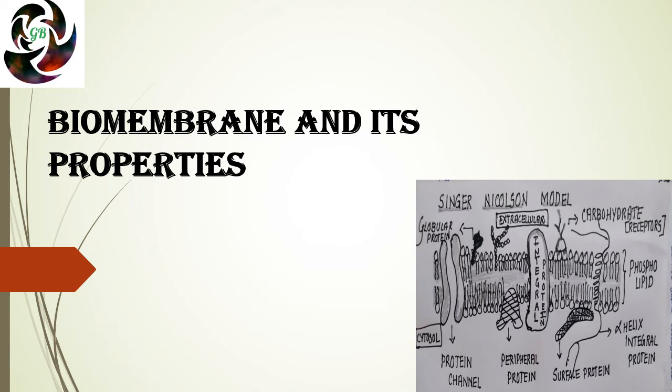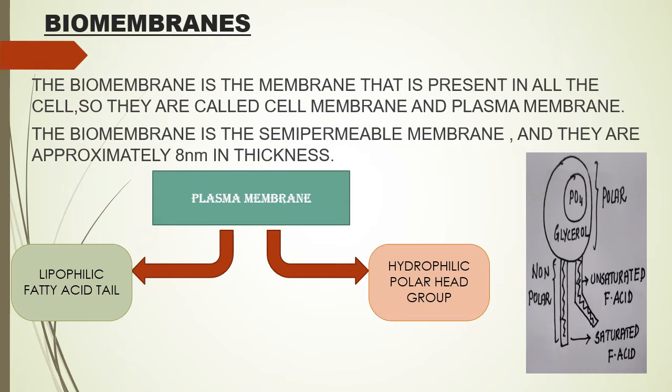In today's video, we're going to see about biomembrane and its properties. Biomembrane is the simple membrane that is present in all types of cell, both plant cell and animal cell. So, this biomembrane is called the cell membrane or plasma membrane. The biomembrane is a semi-permeable membrane and is approximately 8 nanometers in thickness.